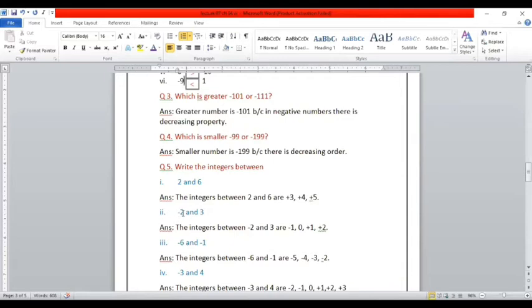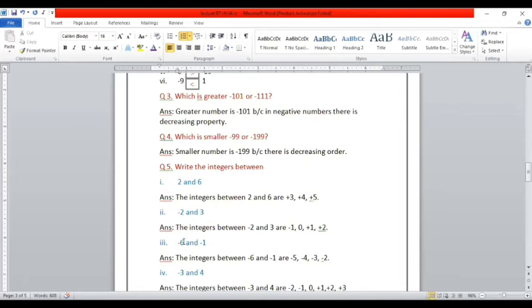Similarly, we have the second question, minus 2 and 3. Dear students, between minus 2 and 3, we will not keep the endpoints minus 2 and 3. Definitely there's 0, then minus 1. After 0, again there's plus 1, comma, plus 2. So these numbers are between minus 2 and plus 3. The integers between minus 2 and 3 are minus 1, comma, 0, comma, plus 1, comma, plus 2.